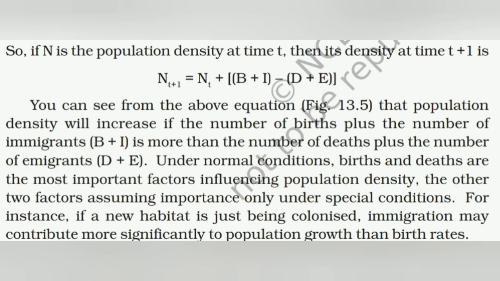We can see from the above equation that population density will increase if the number of births plus the number of immigrants is more than the number of deaths plus the number of emigrants. Under normal conditions, birth and death are the most important factors influencing the population density. The other two factors assume importance only under special conditions. For instance, if a new habitat is just being colonized, then immigration may contribute more significantly to the population growth than the birth rate.